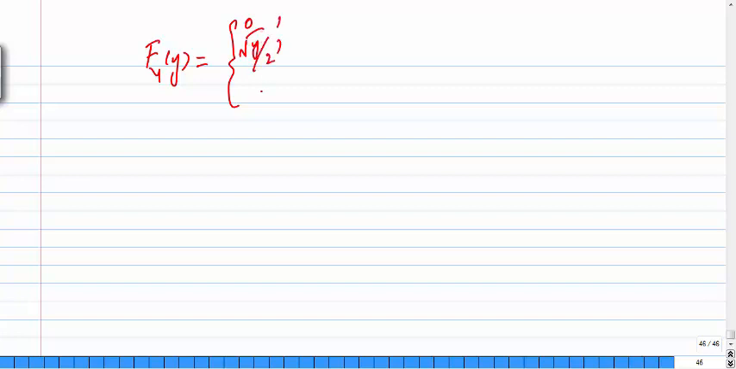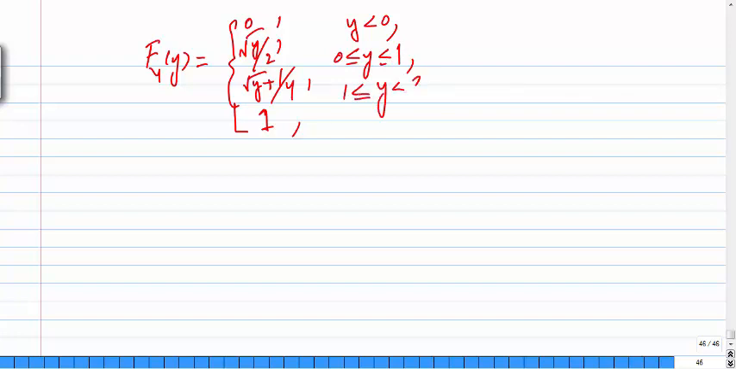Now if I write the CDF of Y, it equals 0, root y divided by 2, (root y plus 1) divided by 4, and 1. So this is the relation when y is less than 0. This is the relation when y is from 0 to 1. Then we look at from 1 to 9. And when it is greater than or equal to 9. So this is the CDF.